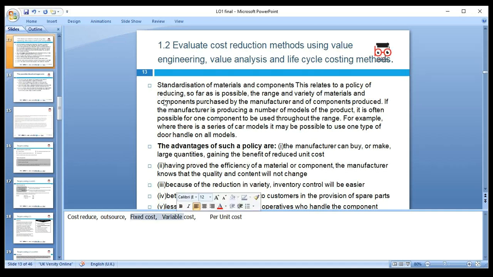If I produce more and more, say my fixed cost is £1,000, my variable cost is £2 per unit, and I'm making 50 units, so my total cost is £1,100. If I divide by 50 because I'm making 50 units, what is my per unit cost? Divide 1,100 by 50, so it's £22 per unit.